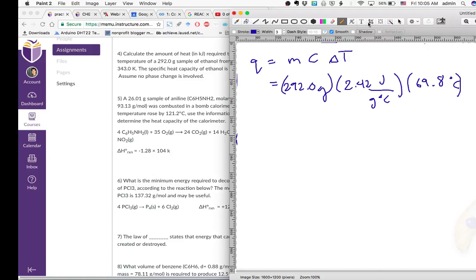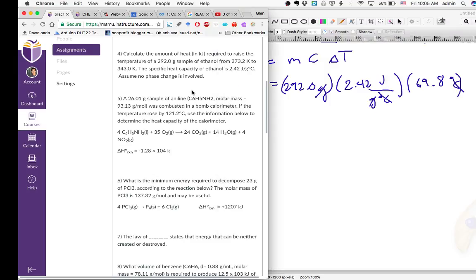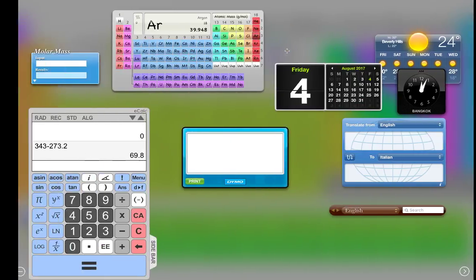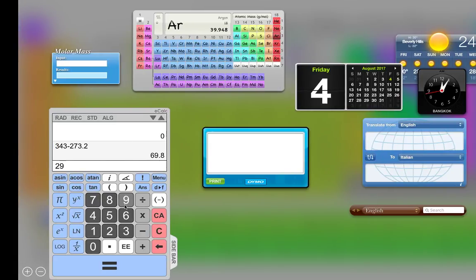I have put Celsius here because I want to show you that the grams will cancel, the Celsius will cancel, you're left with joules. Are they asking for joules? No, they're asking for kilojoules. So I will do this calculation and then I'll convert to kilojoules. So I got 292 times 2.42 times 69.8, and I got this many joules, but what that means is 49 kilojoules.